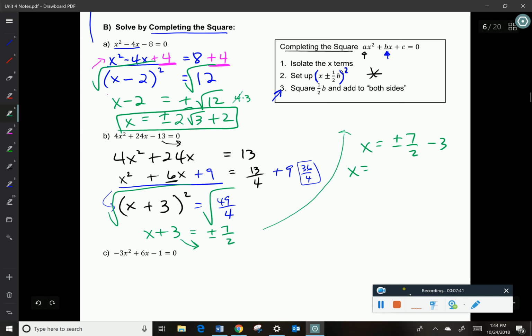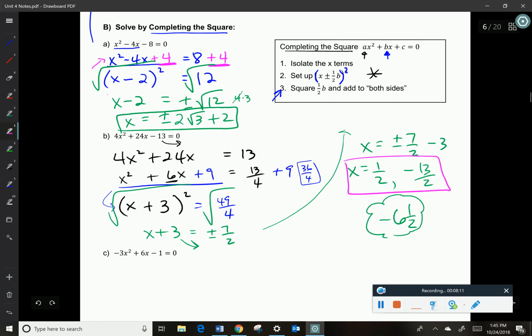So if it's a positive 7/2 and I subtract 3, wouldn't it just give me a positive 1/2? But if it had been a negative 7/2, like I said, that's negative 3.5, and if I subtract 3, wouldn't that be negative 6.5? But we don't like to write it as mixed numbers, right? So if I wrote that as an improper fraction, wouldn't it be negative 13/2? So our answers are positive 1/2 and negative 13/2.